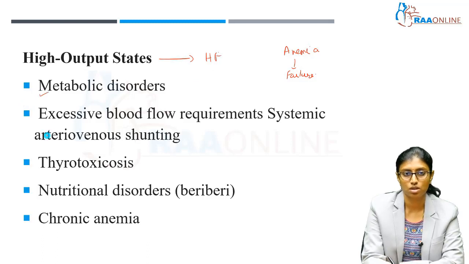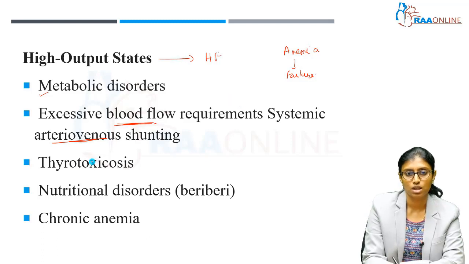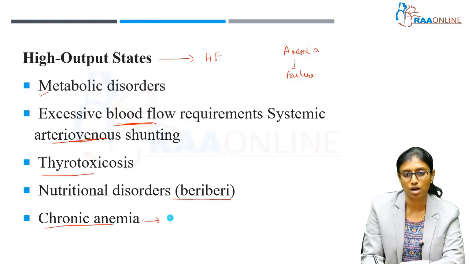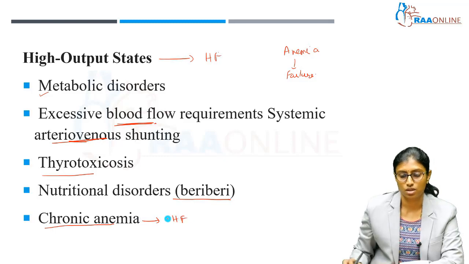Certain metabolic disorders can present as high output states. Excessive blood flow requirements, like there is an arteriovenous shunting that is going to lead to increased blood flow. So that is going to present as a high output state. Thyrotoxicosis is a high output state. Nutritional disorders like thiamine deficiency, beriberi is a high output state. And chronic anemia leading to heart failure, that is a high output state.